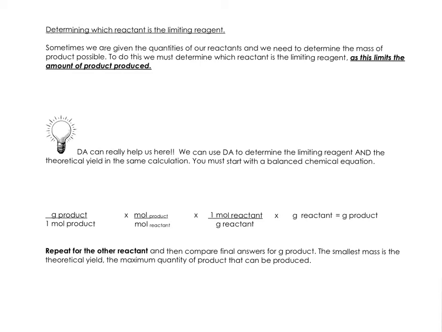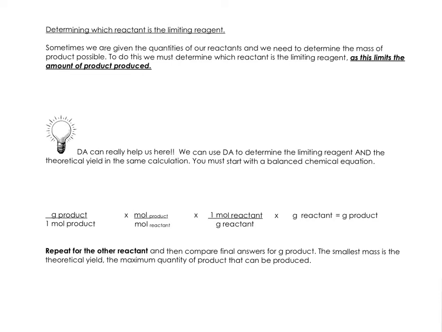So, determining which reactant is the limiting reagent. Sometimes we're given the quantities of reactants. We need to figure out the mass of product possible. So you've got to figure out which one is the limiting reagent, because this will limit the amount of product produced. Now, dimensional analysis can really help us here. We can use dimensional analysis to determine the limiting reagent and the theoretical yield in the same calculations. But you have to start with a balanced chemical equation. So again, we've got molar masses, we've got mole ratios. So we can figure out how to use our ratios, our units, to figure out the math.